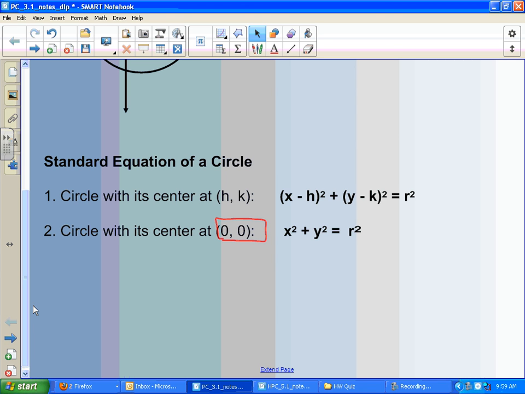Have you guys seen those equations before? I think this is the first time that you've probably seen circles. We haven't done anything with them in algebra. First time.